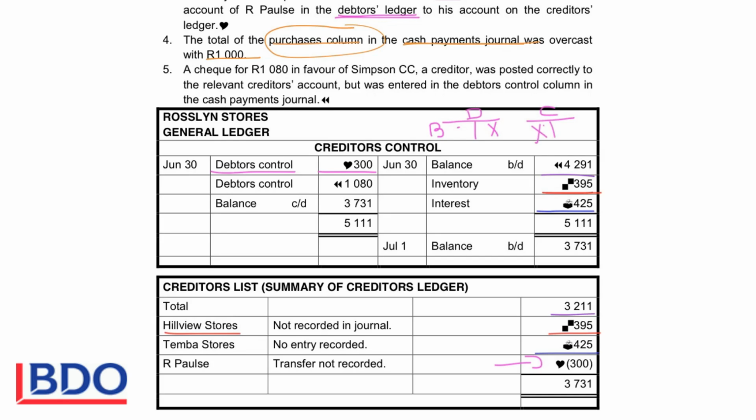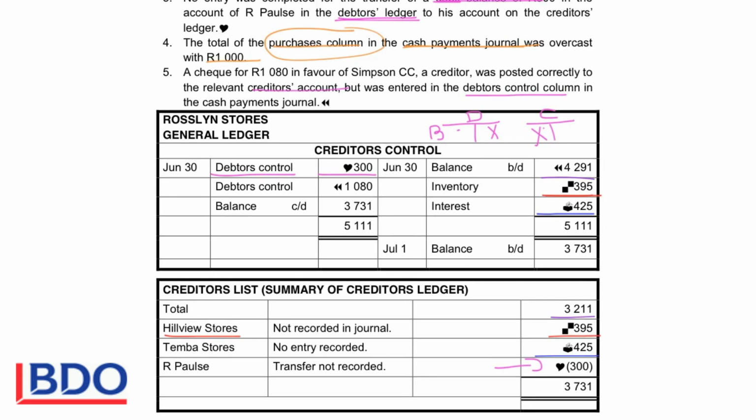The cheque for 1080 in favor of Simpson, a creditor, was posted correctly to the relevant creditors account, so there was no mistake in the creditors list. We don't have to correct anything there. But it was entered in the debtors control column in the cash payments journal. So if it was put into the debtors control column, it means that we posted this entry to the debit side of my debtors control account.